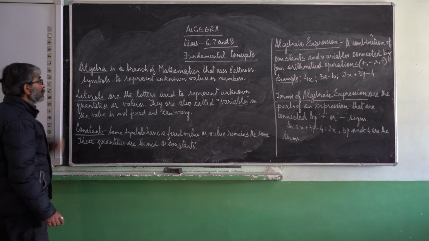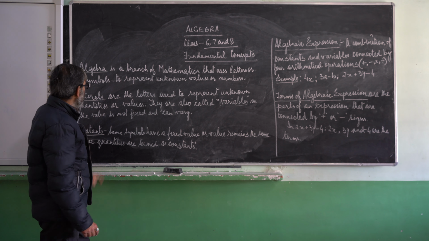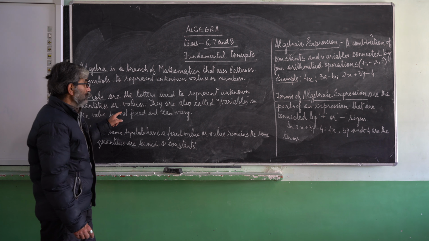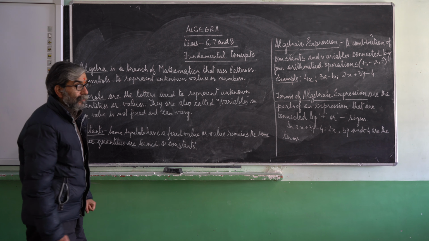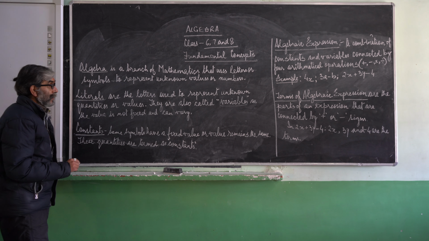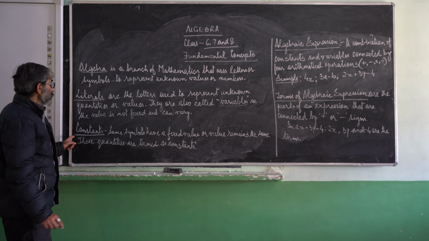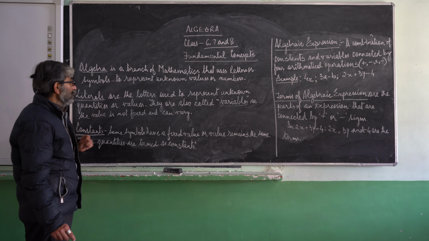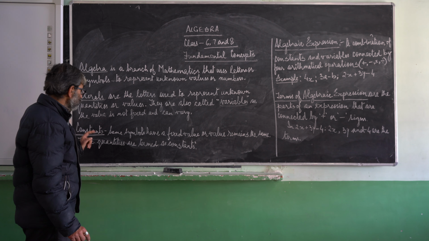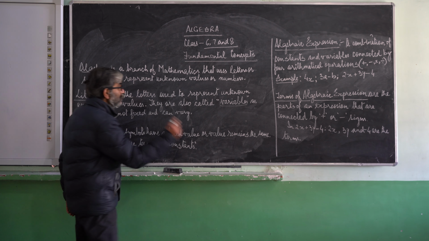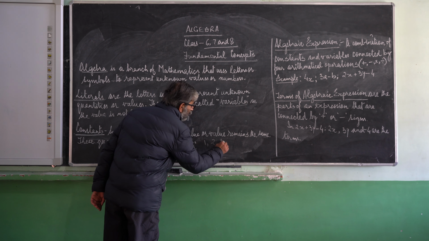Now, first are the literals. Literals are the letters used to represent unknown quantities or values. They are also called variables, as the value is not fixed and can vary or can change. The constants are those symbols which have a fixed value or value remains the same. These quantities are termed as constants. Example, the numbers 1, 2, 3 and so on.